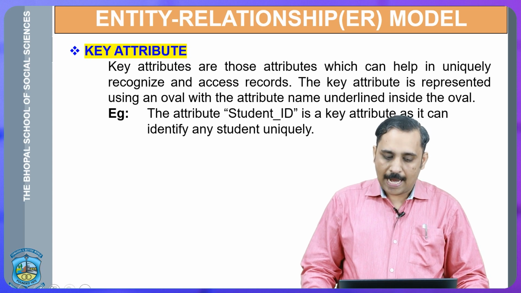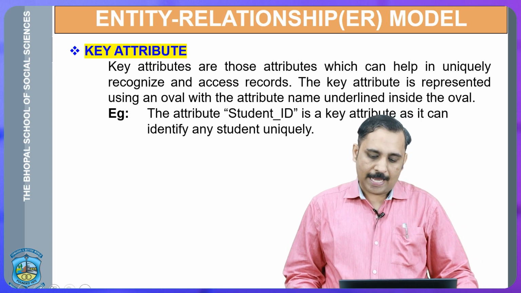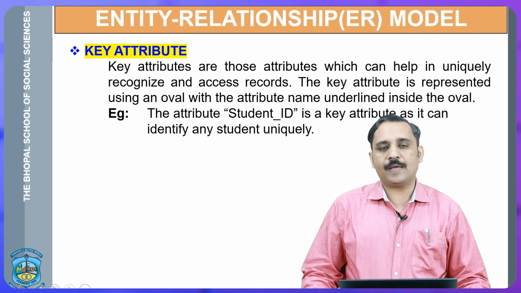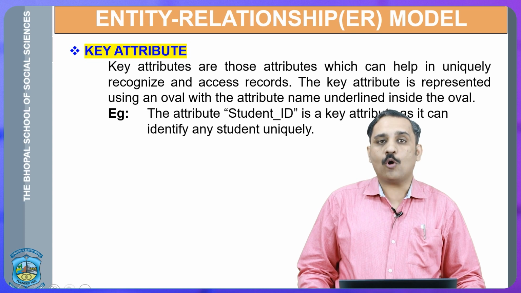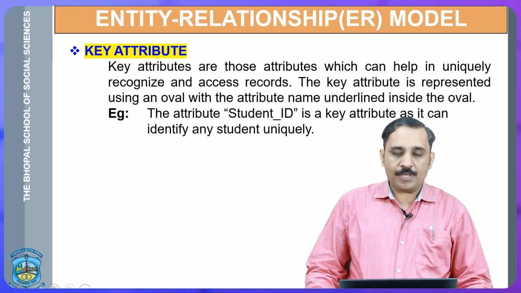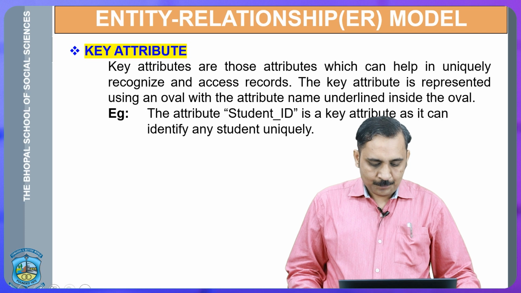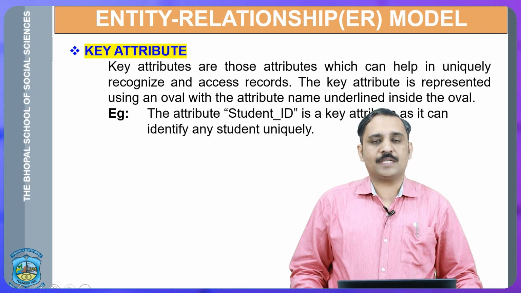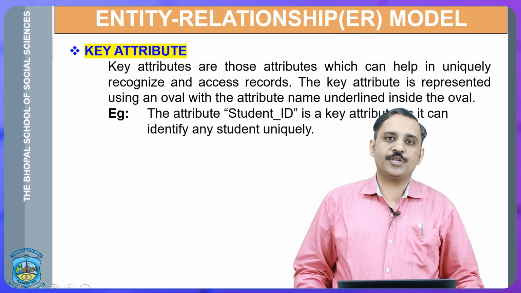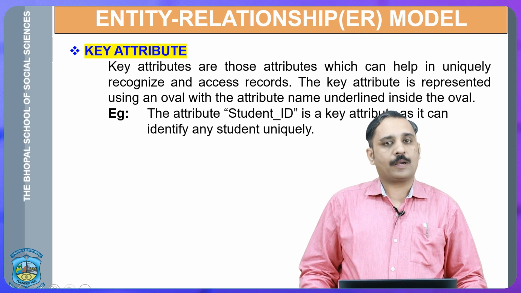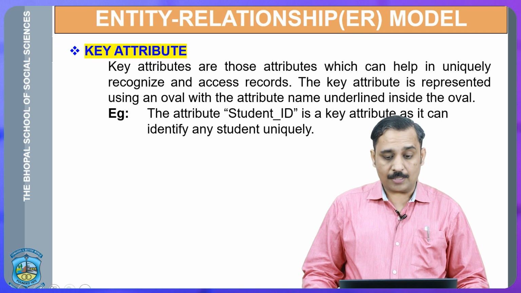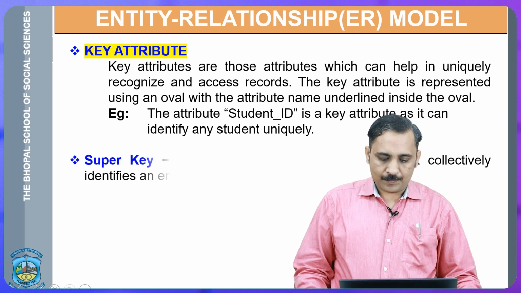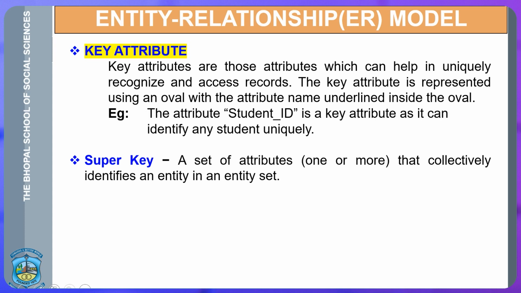A key or a key attribute are those attributes which can be uniquely used to identify records within a database. The key attribute is represented using an oval and the attribute name is underlined with a line. For example, in a student table, the student ID is used to differentiate between records of the same type or having the same values. So, we consider this student ID as a primary key or a key attribute, and we represent it by highlighting it with an underline. Apart from key, we have different types of keys.